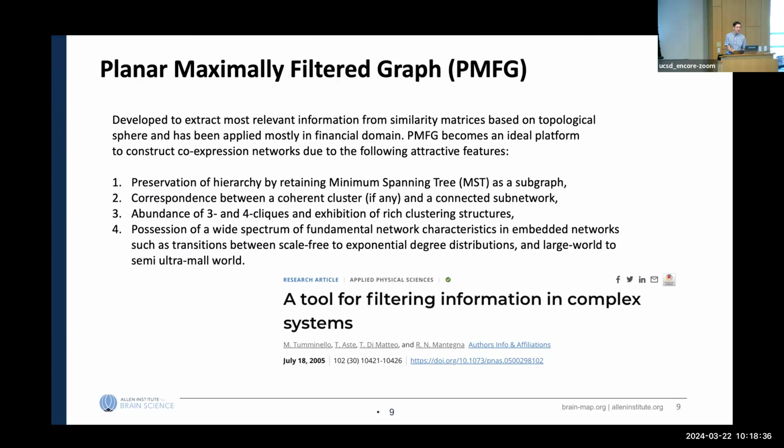The idea is that it increases the local connectivity with 3 and 4 cliques, but the planar constraint reduces the overall exponential expansion of the connectivity. And that increases the small world connectivity and things like that.